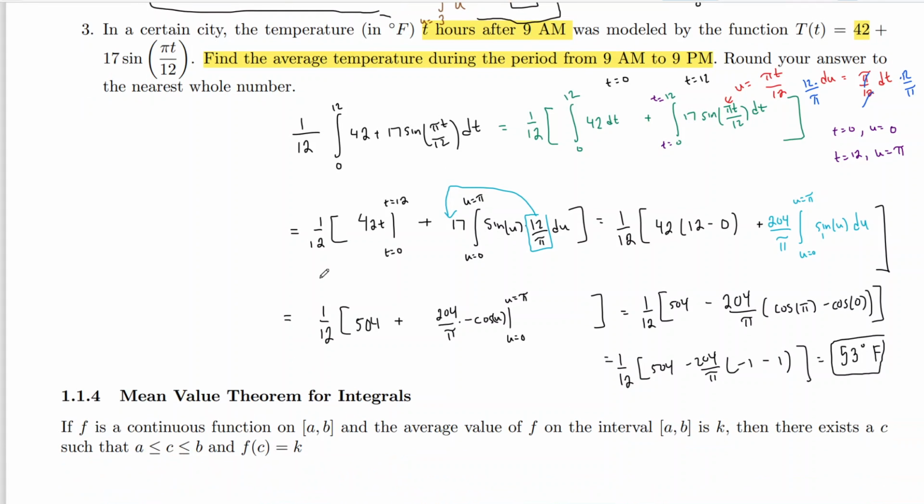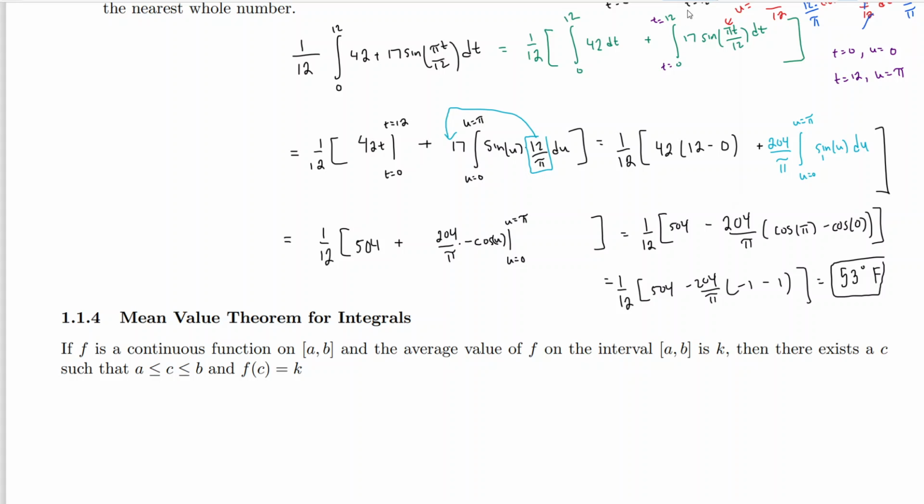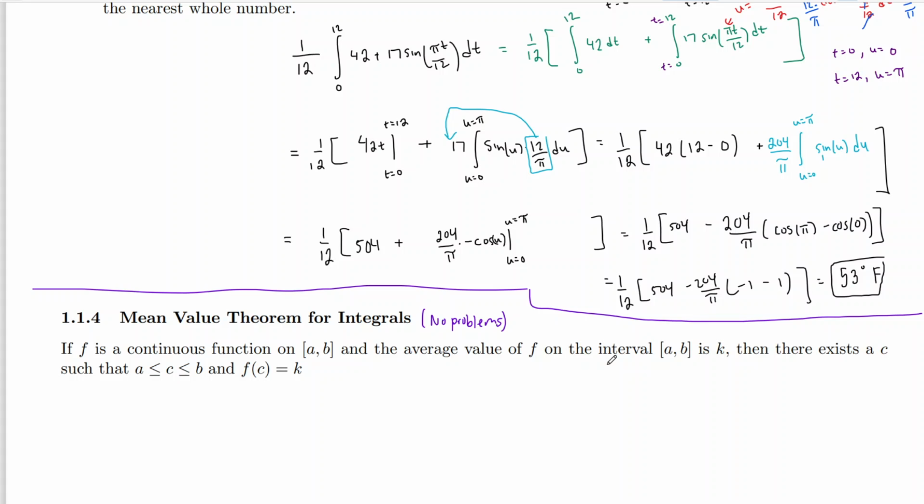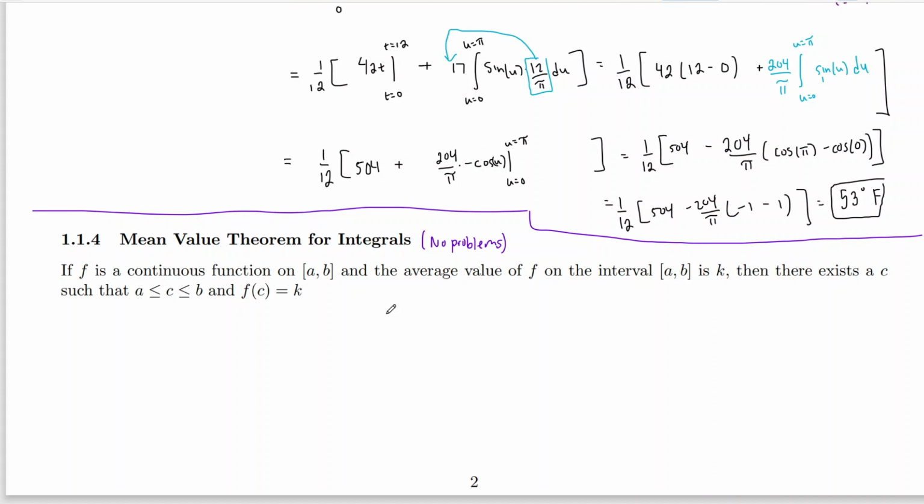All right, so there's last little things. There's actually no problems here because it's kind of a weird theorem in my opinion, but it is one that in a very, very extreme case you might run into. So what I have here is there's no problems related to this, but it's called the mean value theorem for integrals. And all it says here is that if f is a continuous function on a to b, and the average value of f on the interval from a to b is k, then there exists a c such that c is between a and b, and f of c equals k.